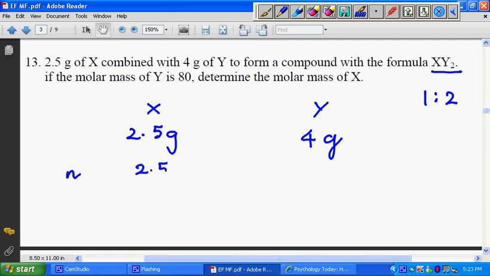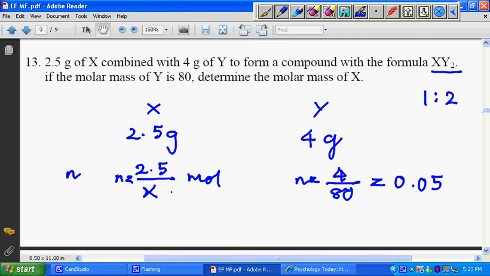So the number of mole for X is 2.5 divided by X, which is unknown. Alright, and Y, the molar mass of Y is given as 80. So you can find the number of mole for Y is 4 divided by 80 gram per mole. So this will give you 4 divided by 80, that is 0.05 mole, and 2.5 over X mole. So we want to transfer all this information to the whiteboard.